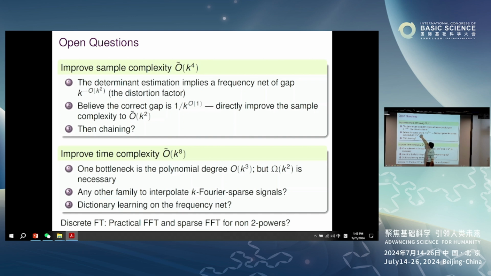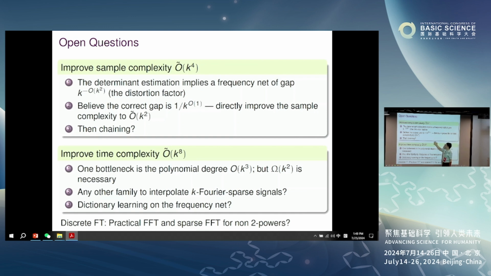We believe the correct gap of the frequency net is better. To bound the sample complexity, we can just build a net for all the signals. But here, signals could have arbitrary frequencies. So we will first give a net for the frequency. This is called the frequency net.